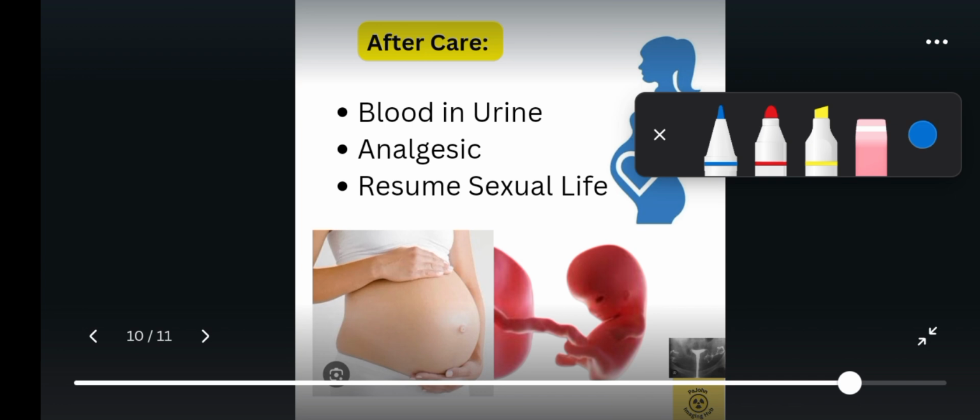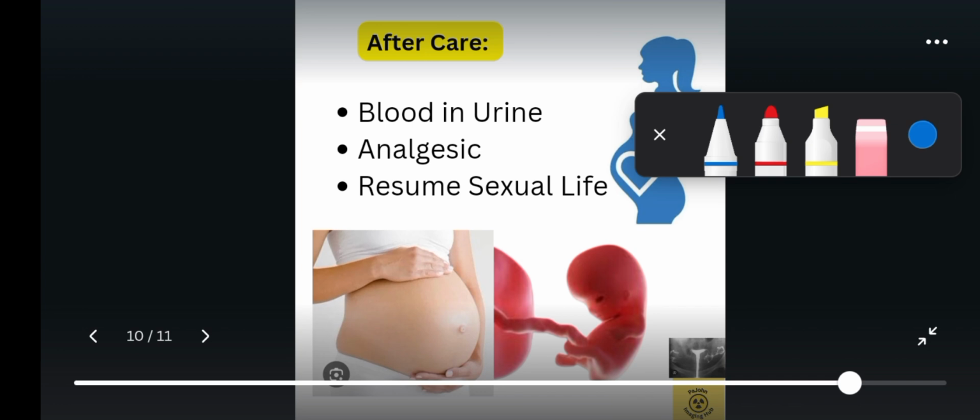Then this is important. The patient may start seeing blood in the urine for a day or two. But this should not be a cause for concern. But if it persists beyond the fourth day, then the patient can report back to the caregiver. Then the patient is also asked to take analgesic if need be to help control pain. Then as soon as the patient returns to her normal comfort, she can resume her normal sexual life.